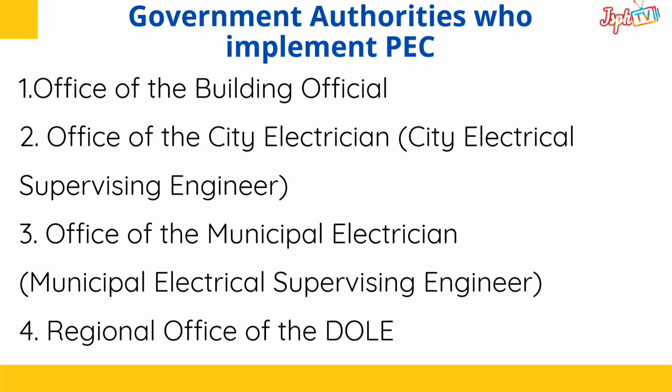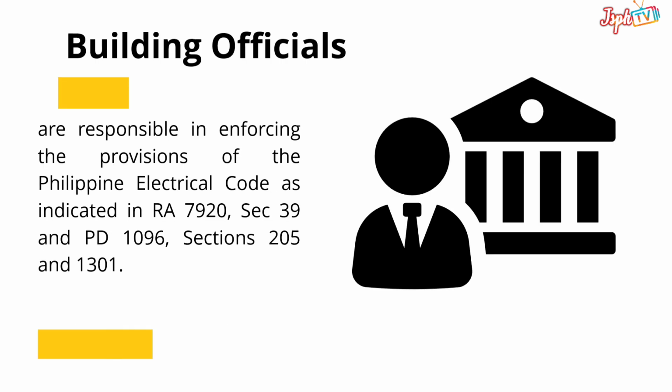These are the government authorities who implement PEC. First, Office of the Building Official, Office of the City Electrician, Office of the Municipal Electrician, and the Regional Office of the DOLE. Building officials are responsible for enforcing the provisions of the Philippine Electrical Code as indicated in RA 7920, Section 39 and PD 1096, Sections 205 and 1301.